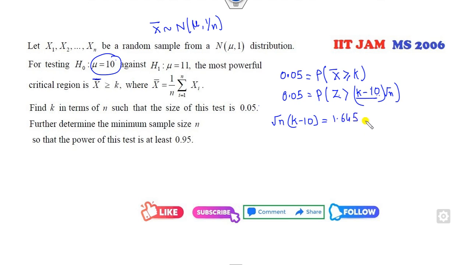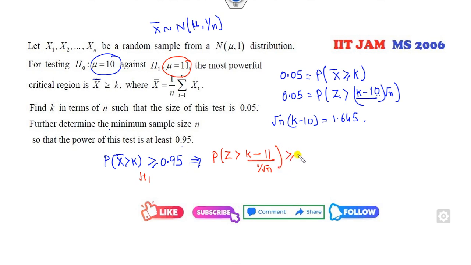1.645. Fine. Then determine the minimum size of the sample, so that the power is at least 0.95, probability of x bar greater than k is 0.95. Fine. I can again convert it into the Z. It is k minus h1. What is h1? It is 11 divided by 1 by root n. It is greater than 0.95. Fine. I can find the value of k.